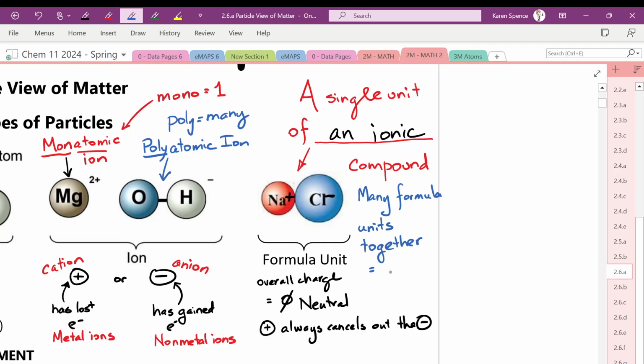A crystal lattice. We get an ionic crystal lattice.